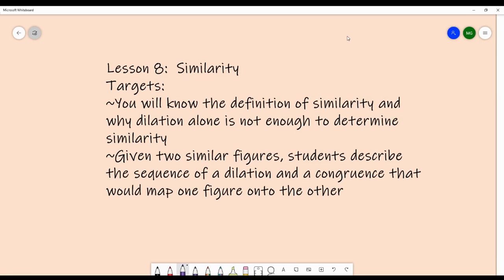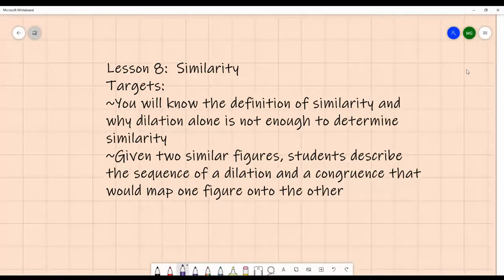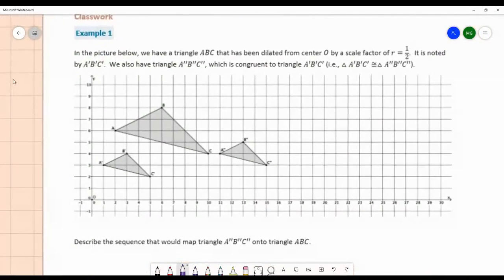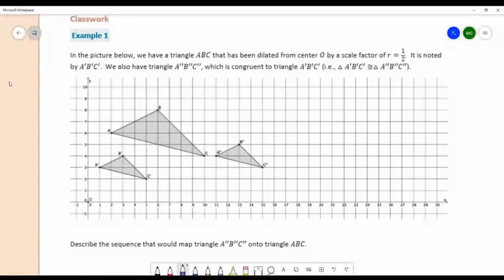Our target goals for today are that you'll be able to know the definition of similarity and why dilation alone is not enough to determine it. And given two similar shapes, you'll be able to describe the sequence of a dilation and a congruence that would map one figure onto another. So we've done both of these, so now we're putting it all together. Let's take a look in your book. We're looking at example 1, and it's page 83.